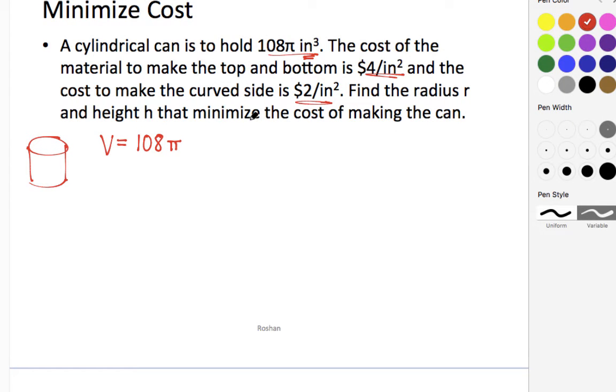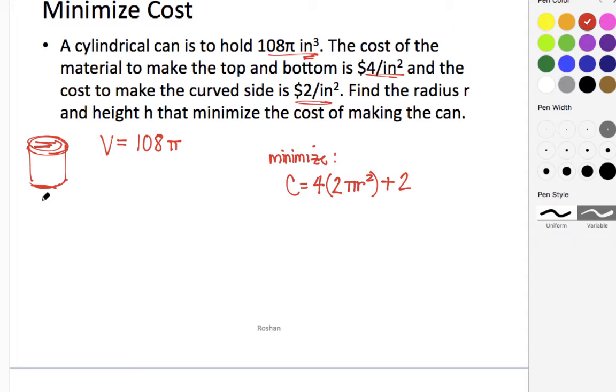So what do I want to minimize in this question? I want to minimize the cost equation. And what is that cost? That cost is going to be the material that I have. So I have pi r squared for the top and the bottom, right? That's how much area I have to cover. So we have the pi r squared, but we have it on the top and the bottom, so we have 2 of them. And how much did it cost? The cost to make the top and the bottom is 4. So that is $4 for that amount. And I have $2 for the siding.